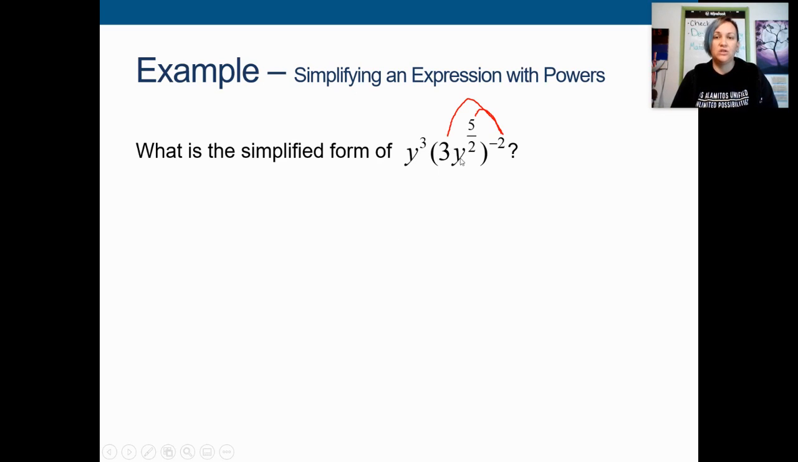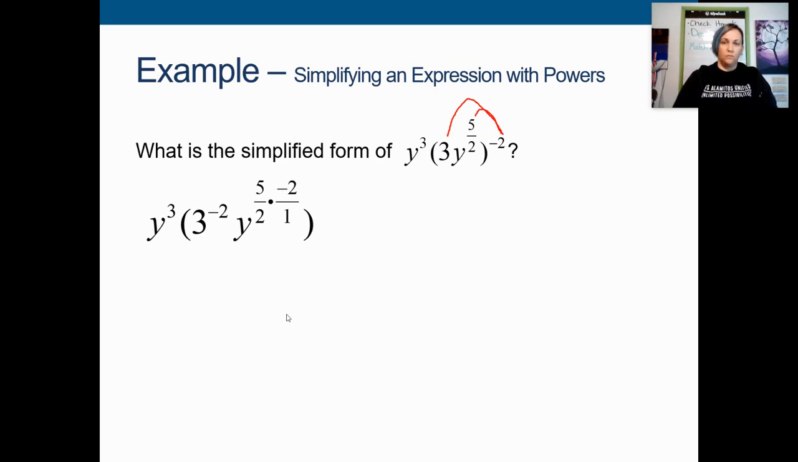Notice that I distributed it to the y and also the 3. So the 3 also will get an exponent of -2. I am going to simplify this multiplication problem.